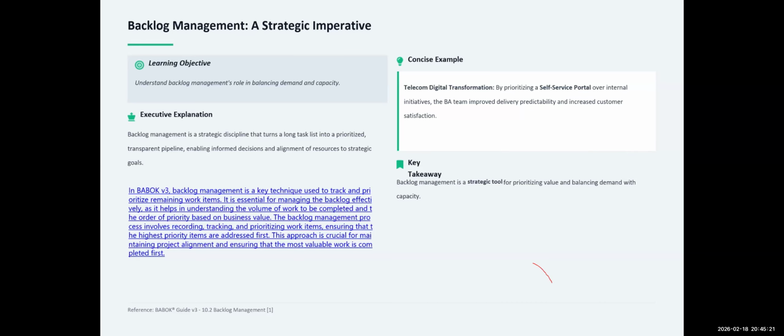I try to put an example here, right? In the telecom digital transformation, by prioritizing the self-service portal over internal initiatives, the BA team improves delivery predictability and increased customer satisfaction, right? Maybe some people say, oh, let's change the color of the application and all of that, right? But if the self-service portal is prioritized, this improves customer satisfaction, right?